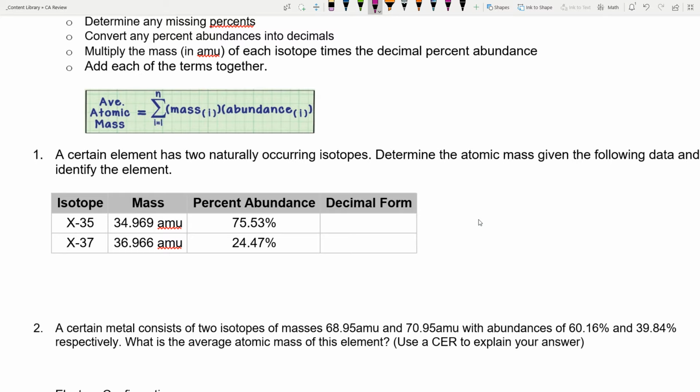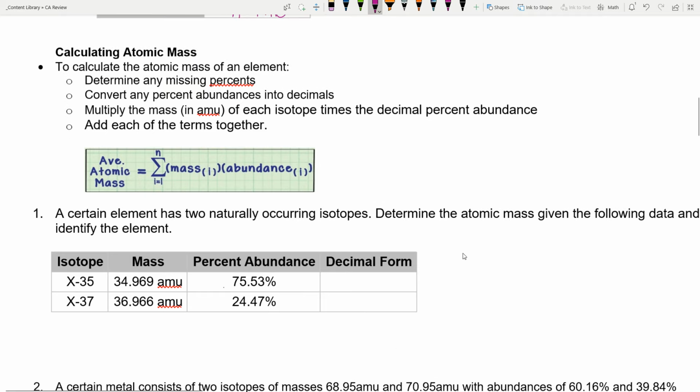So, for example, in this first one, we're given a mass of 34.969 AMUs, and we know that if I were to have, say, a bucket of this stuff, 75% of it would have this mass, whereas 24% of it would have 36.966. So there are no missing percents. I know that because if I add up my percents here, I get 100%. So I do not have to determine anything missing. Next, I'm going to convert it into decimal form.